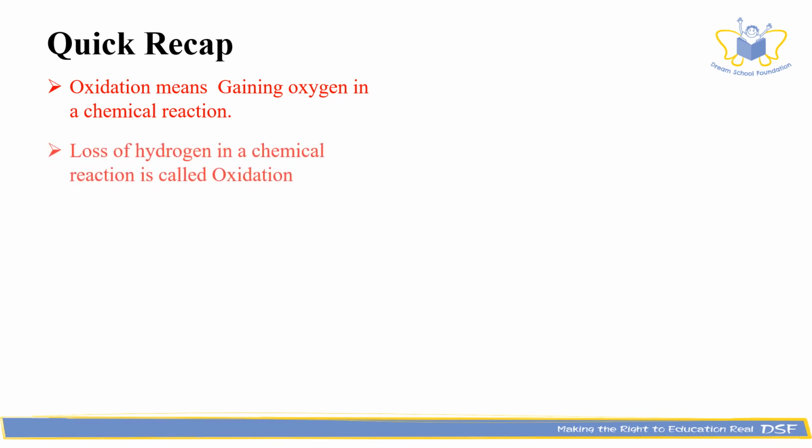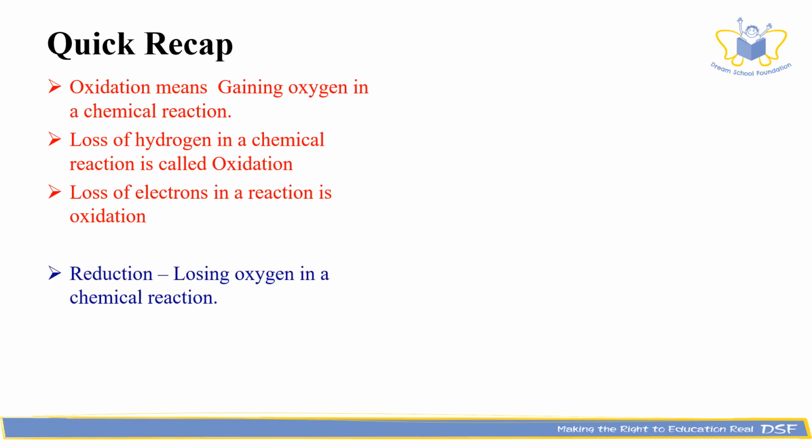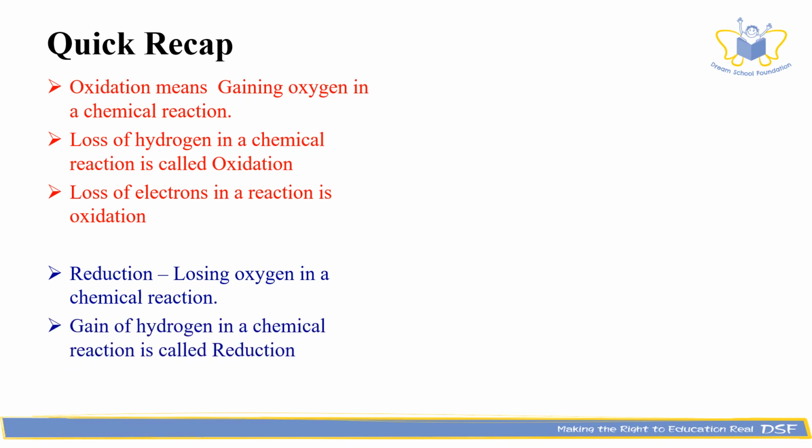Let's go through a quick recap on the topics learnt in this video. Oxidation means gaining oxygen in a chemical reaction. Loss of hydrogen in a chemical reaction is also called oxidation. Loss of electrons in a reaction is oxidation. What is reduction? Losing oxygen in a chemical reaction, gain of hydrogen in a chemical reaction, and gain of electrons is called reduction.